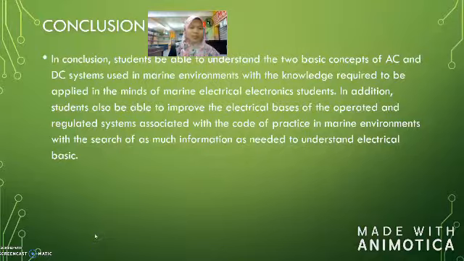Thank you, Nadia Zulaika. In conclusion, students should be able to understand the two basic concepts of AC and DC systems used in the marine environment, with the knowledge required to be applied in the field of marine electrical and electronics. In addition, students should also be able to improve their electrical basics of the operated and regulated systems associated with the code of practice in the marine environment, with the search of as much information as needed to understand electrical basics. Thank you.